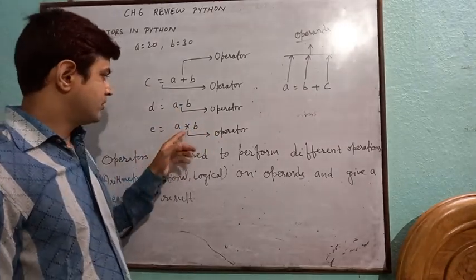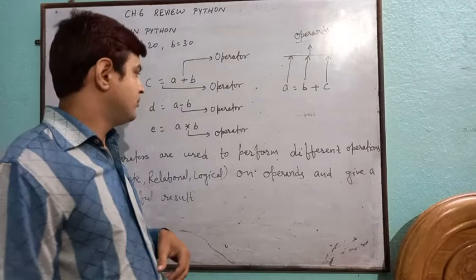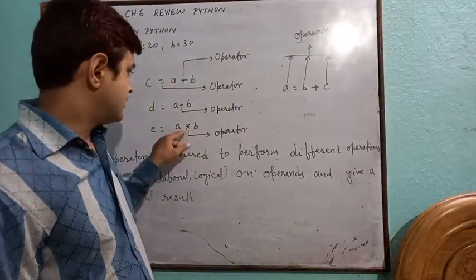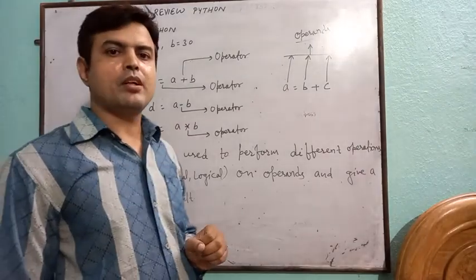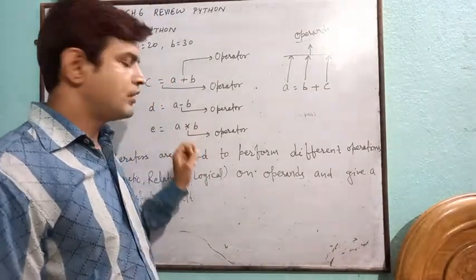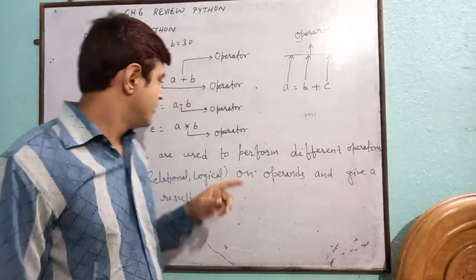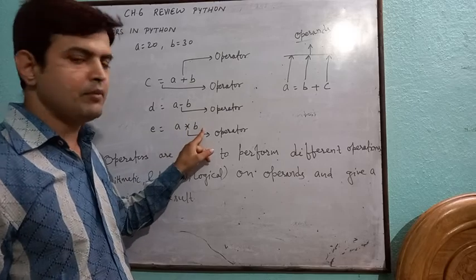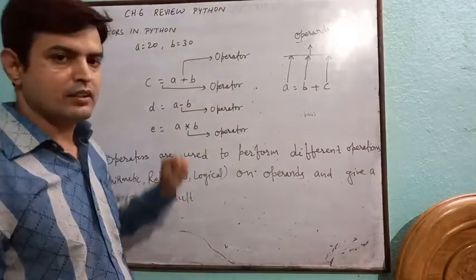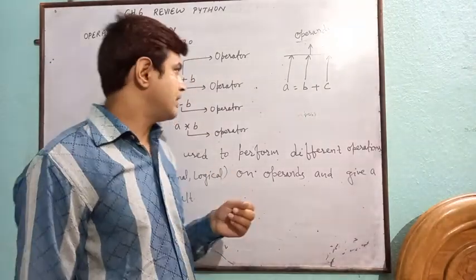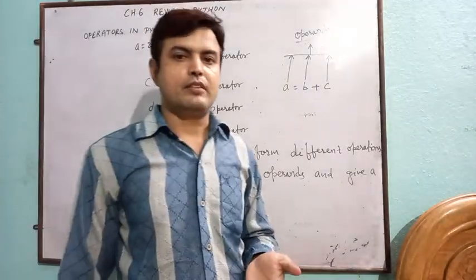And in the next, as I have made clear in earlier classes, in computer programming languages we use this star, that is the asterisk operator, to find the product of numbers. So here this expression will give the product of a and b, that is 20 and 30. So this is also an operator. Now it is clear what an operator is.